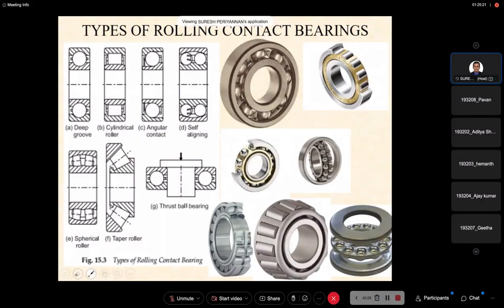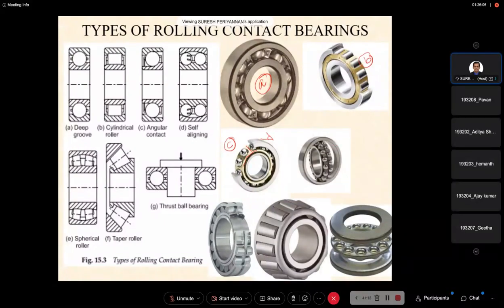Now I come to the types of rolling contact bearings. The first one is the deep groove bearing. The second one is the cylindrical roller bearing. The third one is the angular contact bearing. This is A, a deep groove bearing. Now this is B, a cylindrical roller bearing. This is C, an angular contact bearing. See here, this is some angle on the inner side, an inclined surface. This is the angular contact bearing. One by one we will see later.